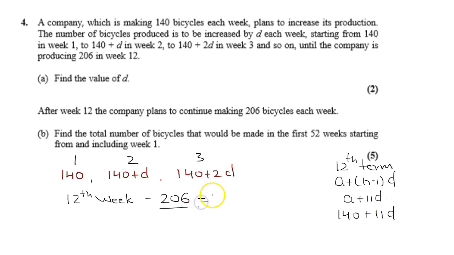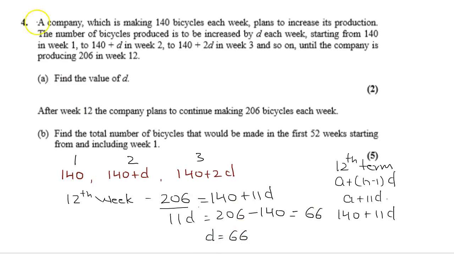So this 206 is equal to 140 plus 11d. So 11d will be equal to 206 minus 140. So that is equal to 66. So d will be 66 divided by 11. So that is 6. So the value of d will be 6.